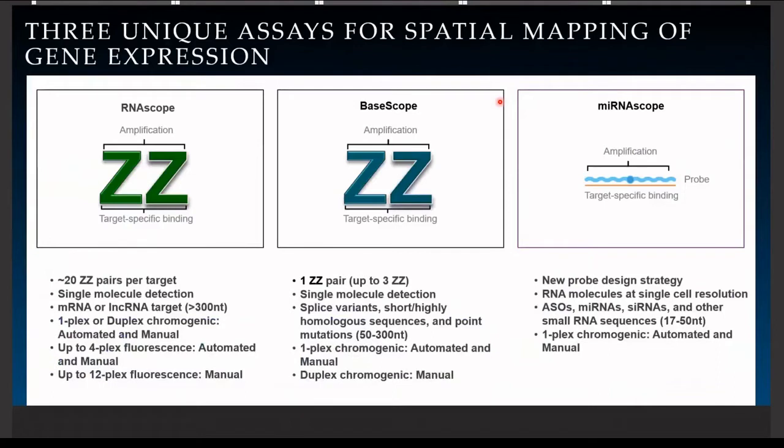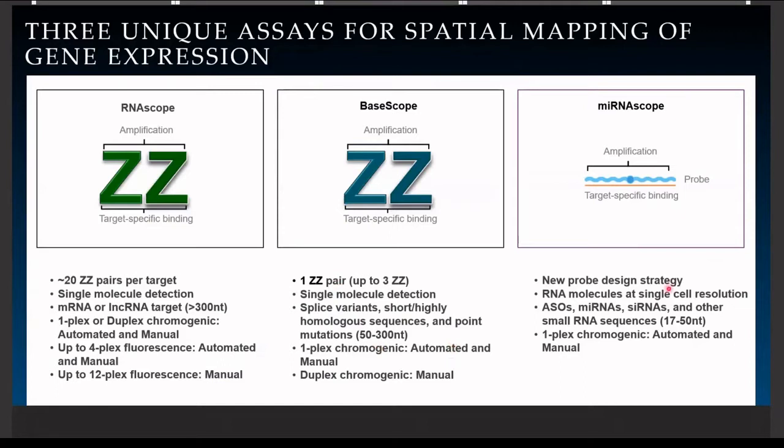So just broadly under the RNAscope technology umbrella, currently we offer three main assays. The RNAscope assay, which is mainly for targets that are over 300 nucleotides long. Normally, the way we design probes is a pooled probes of 20 ZZ pairs. The BaseScope assay, which is our unique assay specifically designed for really short targets, between 50 to 300 nucleotides. So these include your splice variants, your highly homologous sequences, and also point mutation detection.